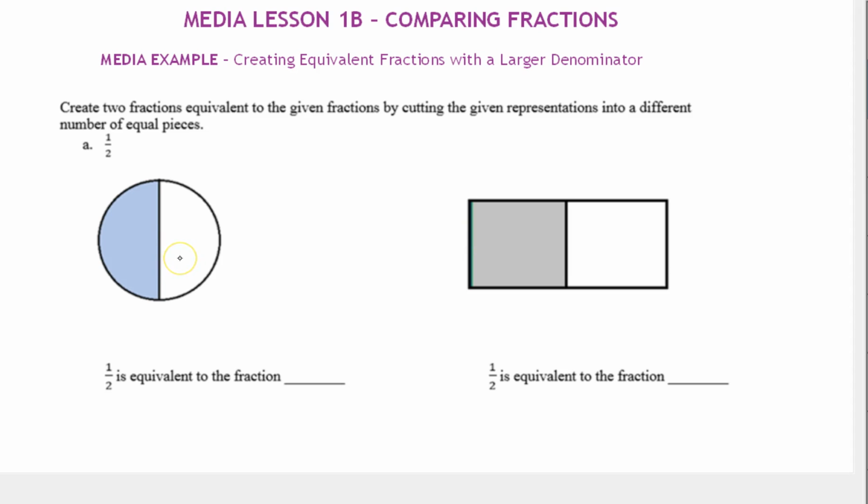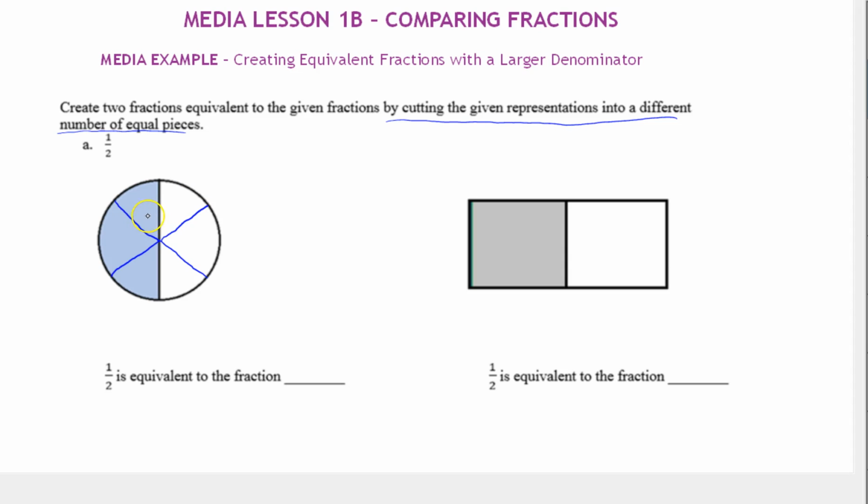And we're going to create an equivalent fraction, as the directions said, by cutting the given representations into a different number of equal pieces. So, one way I can do this with this circle, right now it's in 2 pieces. I'm going to cut each of those 2 pieces into 3 pieces. Now again, remember they are theoretically completely equal, the same size pieces, even if we can't draw them perfectly that way.